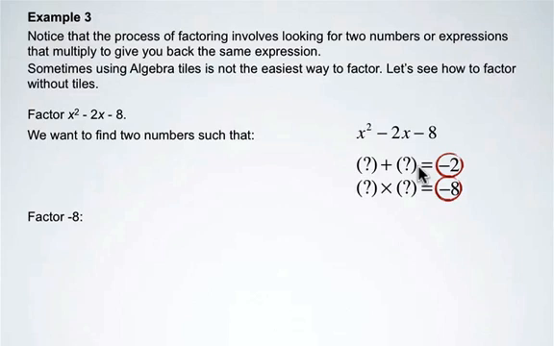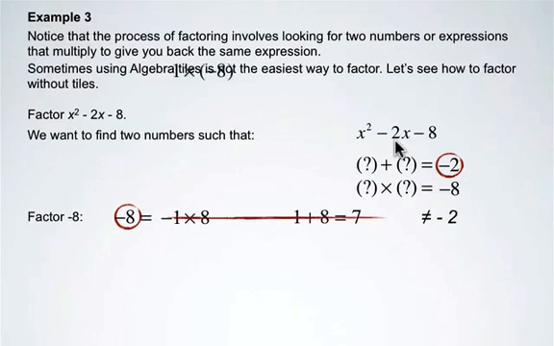So, we're going to factor negative 8. Negative 8 can be factored into negative 1 times 8. Negative 1 plus 8 is 7. And here's the sum of these two factors. This sum doesn't fit with our negative 2, so it won't work. We'll try another one. How about 1 times negative 8? 1 plus negative 8 is negative 7. Again, negative 7 does not equal negative 2, our second term. So this won't work either.